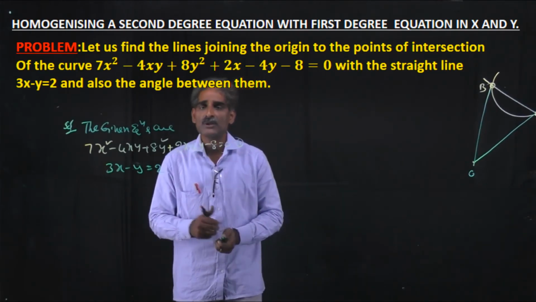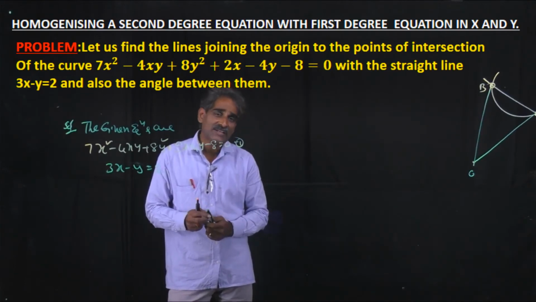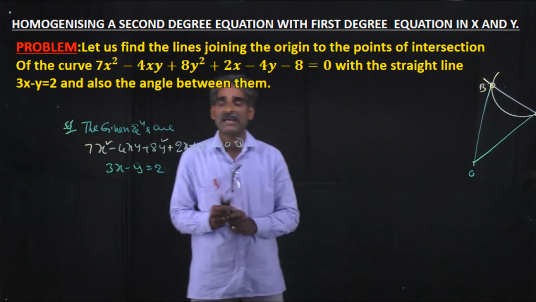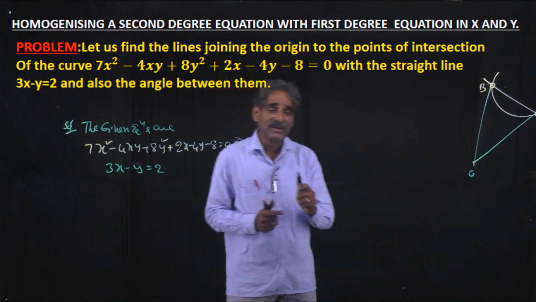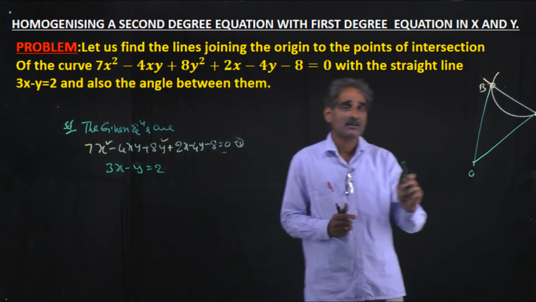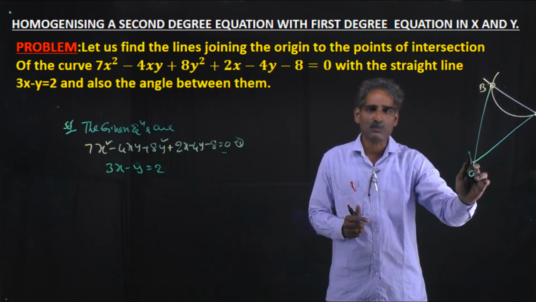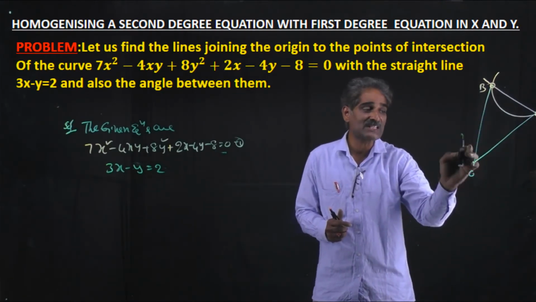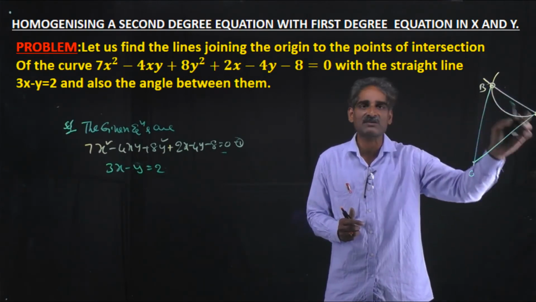Okay, so just see the problem. Let us find the lines joining the origin to the point of intersection of the curve and line. That means find the lines joining. Suppose this is the curve, this is the line intersecting at A and B. This is the position of the origin. Just join these two. Here we have to find out these lines: the lines joining the origin to the points of intersection of these two.